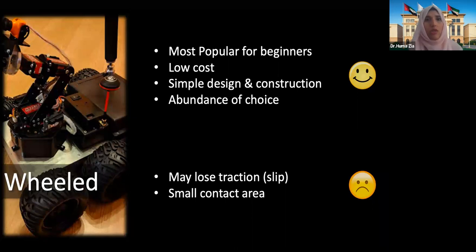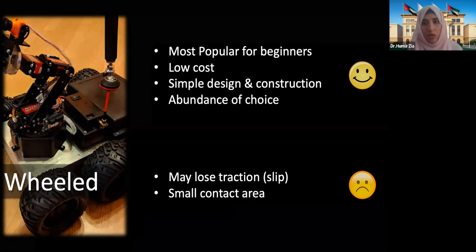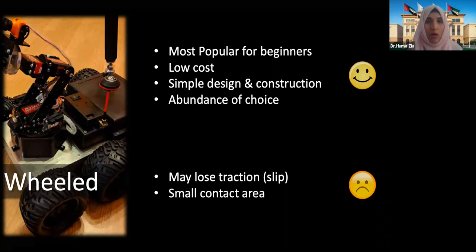The wheeled one is the most popular type of robot. For beginners, it's low cost as well. It's easier to manufacture. There are so many choices for wheeled robots. Simple design and construction. However, it has a tendency to slip when it goes a little faster, especially on a wooden surface or a marble surface or this kind of thing. It can lose traction. It has a small contact area.